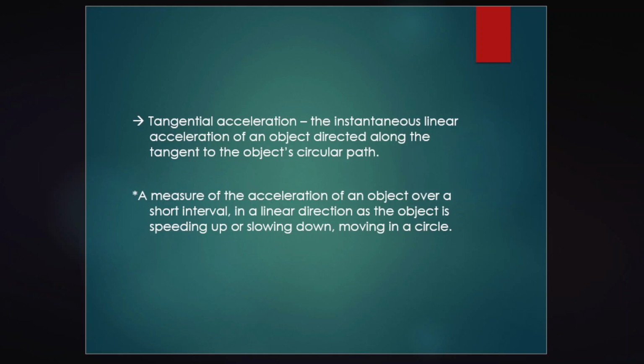Tangential acceleration is the instantaneous linear acceleration of an object directed along the tangent of the object's circular path. So it's a measure of the acceleration of an object over a short interval in the linear direction as the object is speeding up or slowing down, moving in a circle. Really, some of the math there ends up just basically being borrowed from calculus.